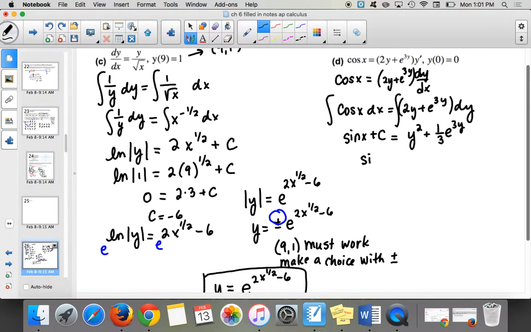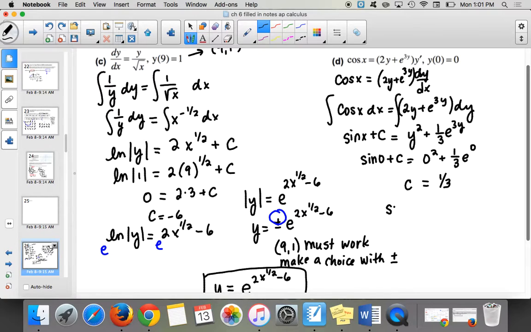All right, so we're going to plug in 0. So I have sine of 0 plus c equals 0 squared plus 1/3 e to the 0. So be careful, e to the 0 is not 0. A lot of people will try to get rid of that. So we have 1/3 times 1, so 1/3. Sine of 0 is 0, so c is equal to 1/3.